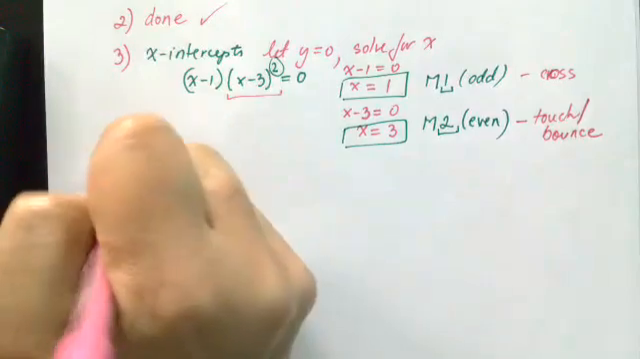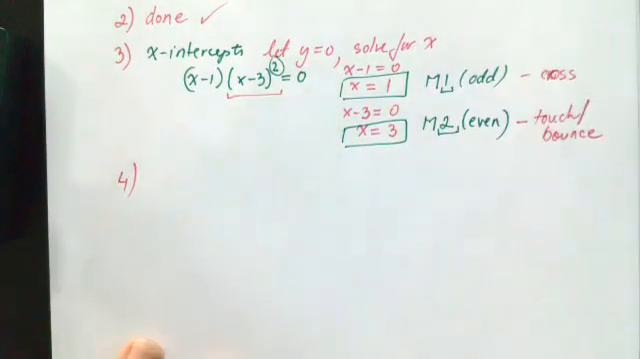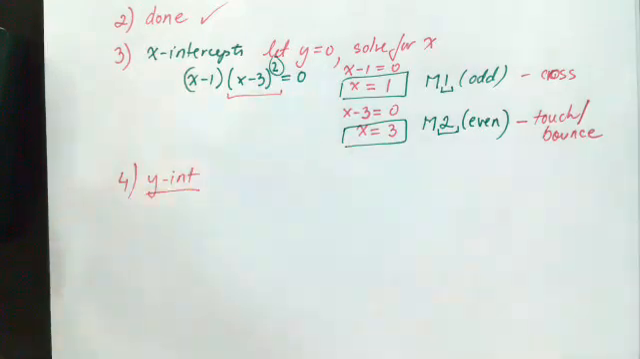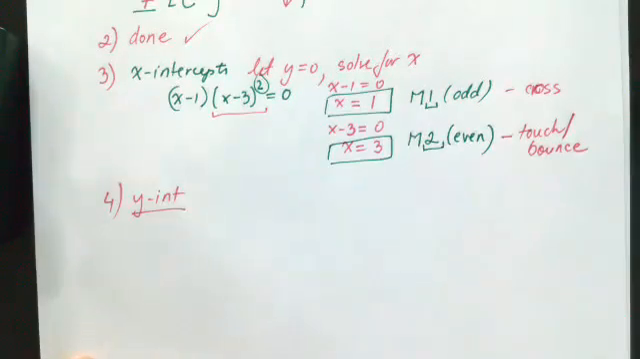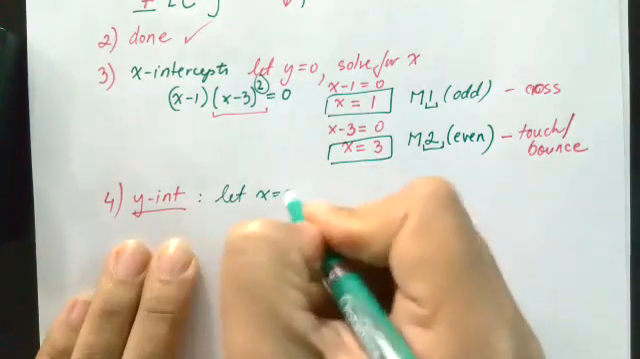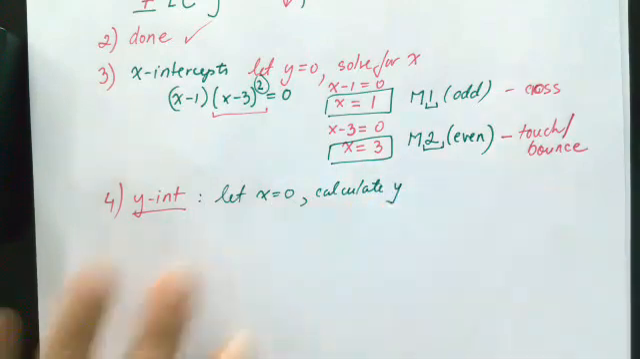Now let's go to the next number in our steps. So we found the x-intercepts. The next one is the y-intercept. For the y-intercept, we have to let x equal 0 and calculate y.